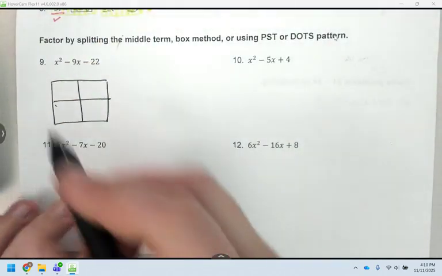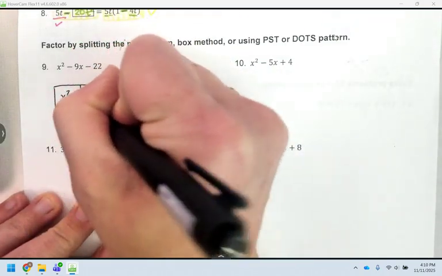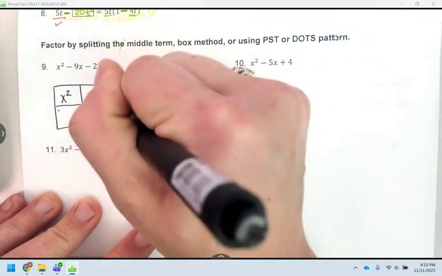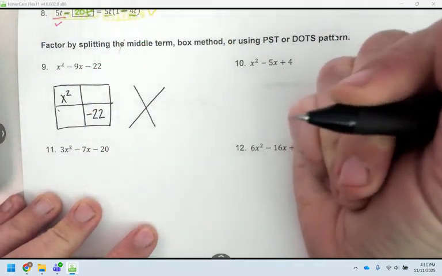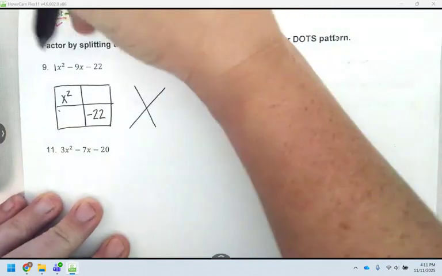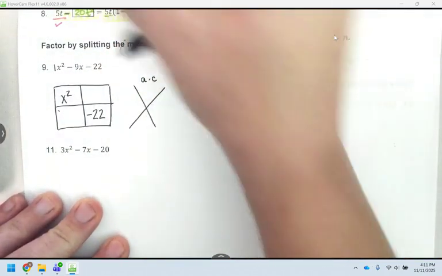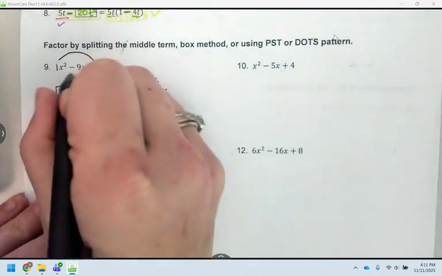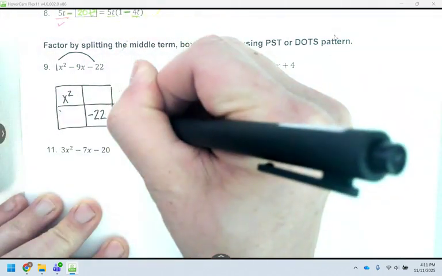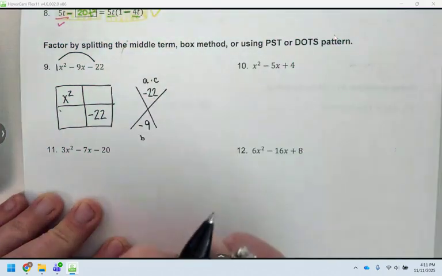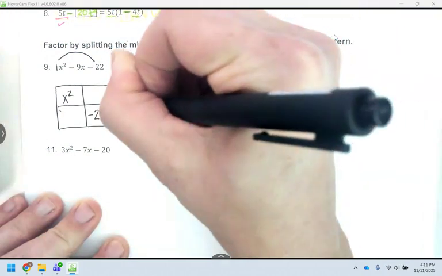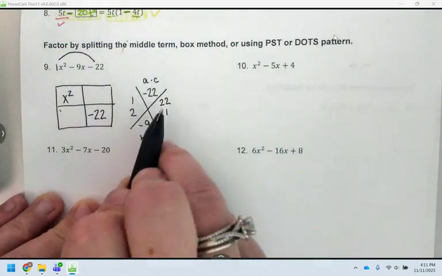So in the box method, the first term goes at the top left, the last term goes here, and then the way I like to organize my factors, we're going to multiply. Remember, it's a times c, so 1 times a negative 22, and then your b term goes down here. List your factors of 22. Always start with one and then move to the other.